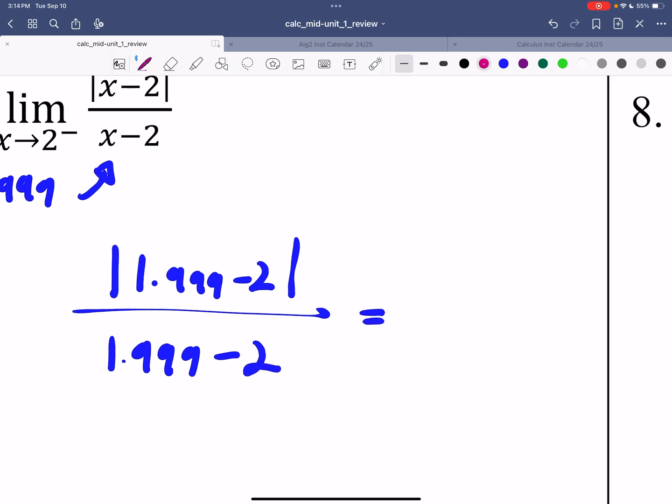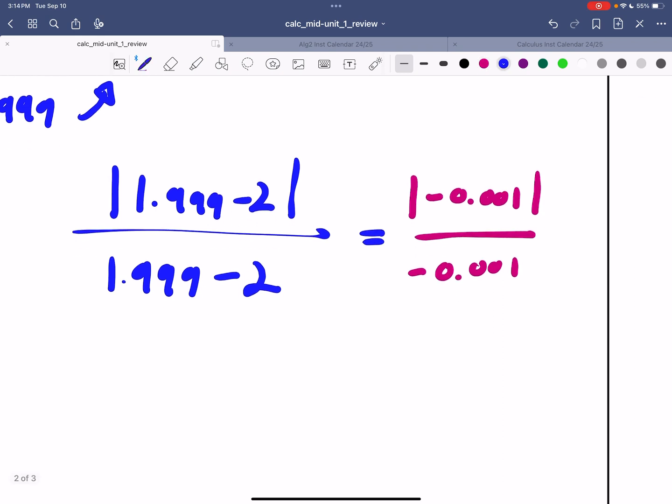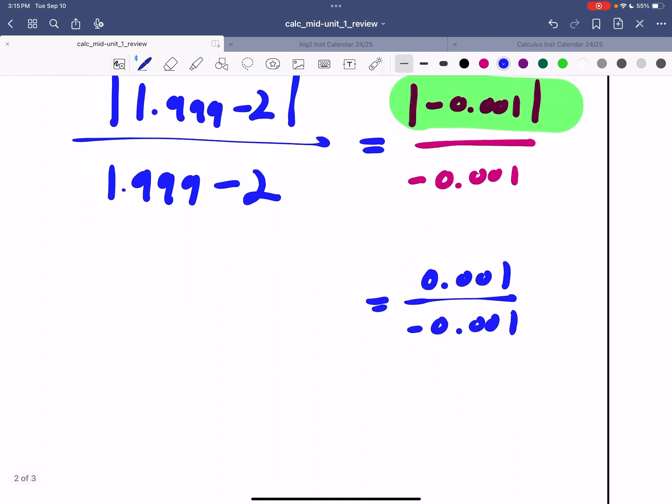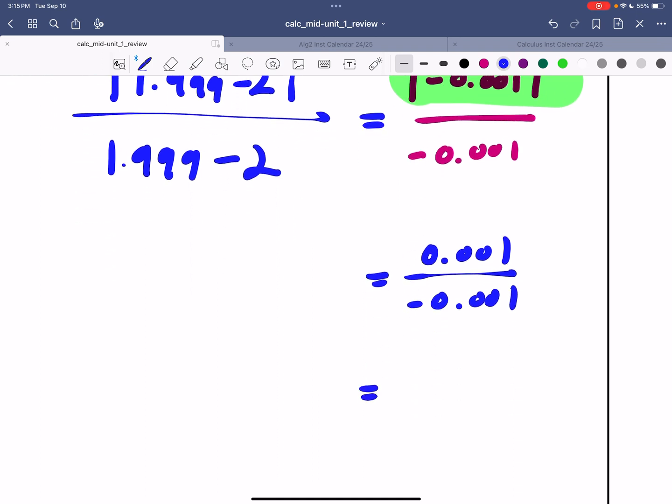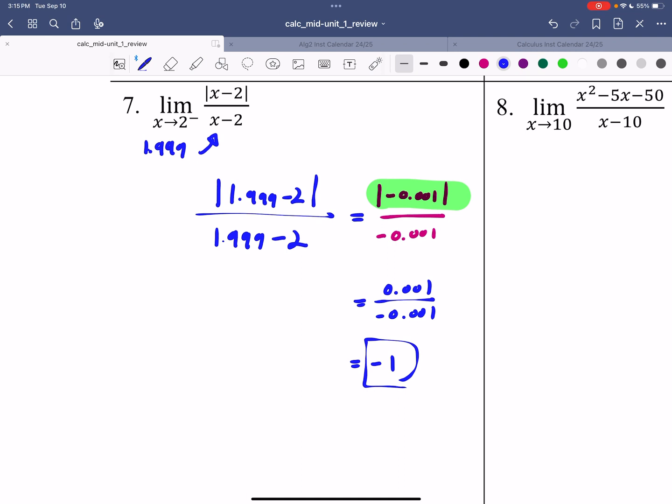Now, if I do it from the bottom side, 1.999 minus 2 is negative 0.001. I should get exactly the same thing, except this one is going to be inside of absolute value. So remember, this is going to be positive, and the bottom one is still negative. And positive divided by negative is negative. So I'm going to get -1. That's it. Any question? Even if you have a question, I cannot answer at this moment, so I'm sorry.